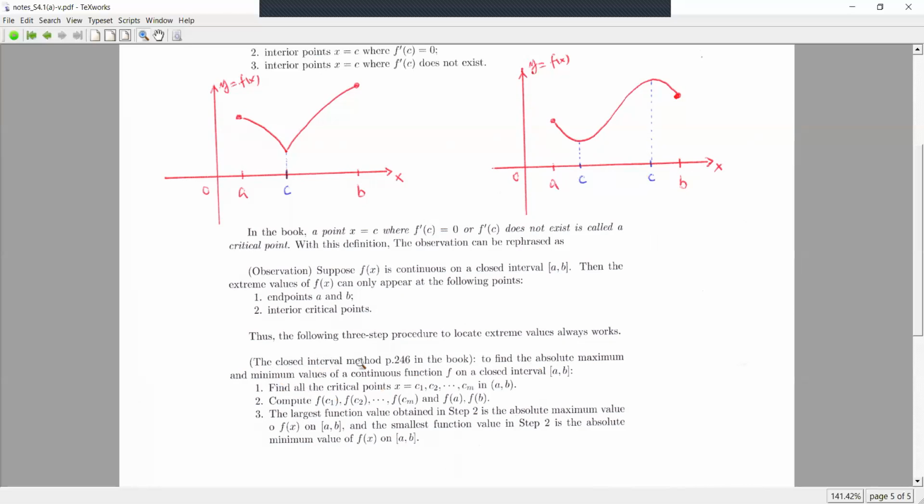About the closed interval method, in the next class, I will show you examples of how to use these 3 steps to solve problems. Okay, examples in the next class for these 3 steps.